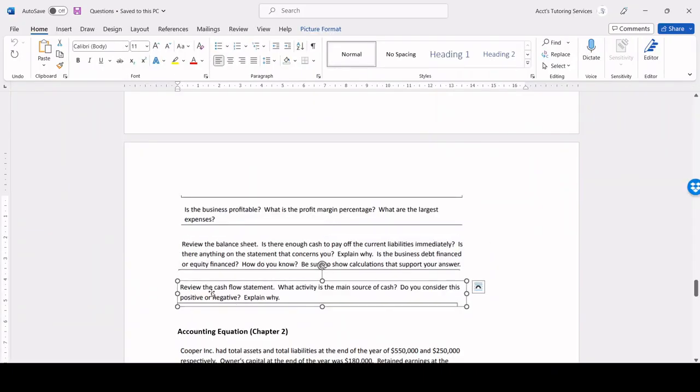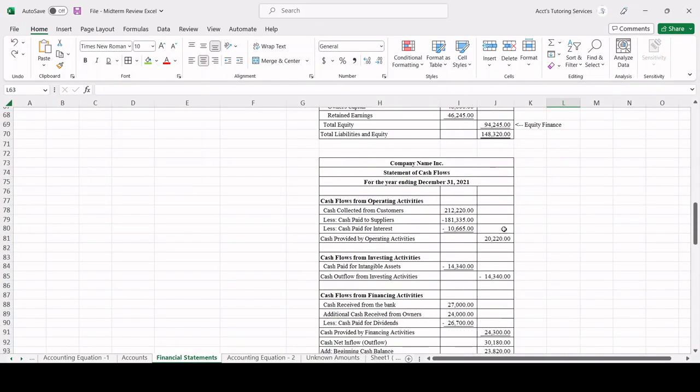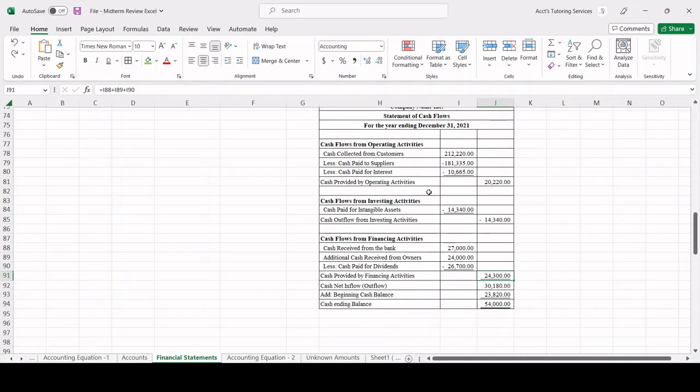Review the cash flow statement. What activity is the main source of cash? Do you consider this positive or negative? Explain why. So we have operating activities, 20,220. We have negative 14,340 in investing, and financing is 24,300. So our main source of cash is financing activities, right? This is positive because we're still expanding our business, right? So that's still a good thing.